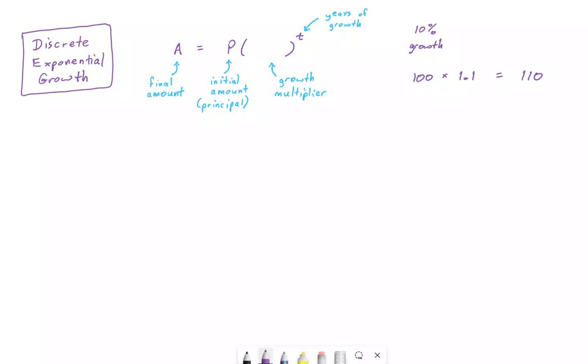Now, some of you might have thought, well, isn't 10% growth 0.1? That's true. It is, but we're talking growth, so it adds onto the original amount. If you multiply by 0.1, you get $10, not $110, and that would be a pretty crummy bank account.